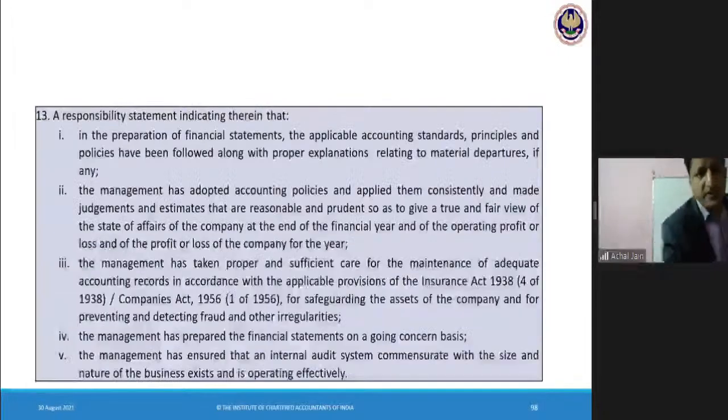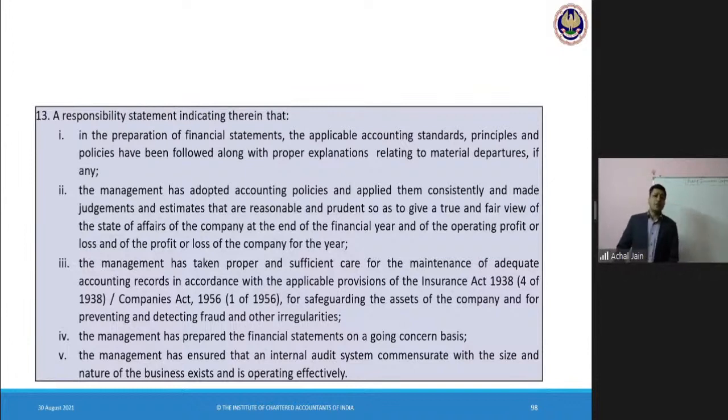Then comes the responsibility statement, similar to what we saw in Schedule A. First is about the preparation of the accounting policies, following the accounting standards, ensuring accounting policies are in compliance with the accounting standards. Next, consistency of accounting policies year on year, and in such a manner that financial statements will prove clear. Adequate accounting records have been maintained, and the systems, policies, procedures are in place to ensure that the assets are safeguarded and the frauds are prevented and detected.